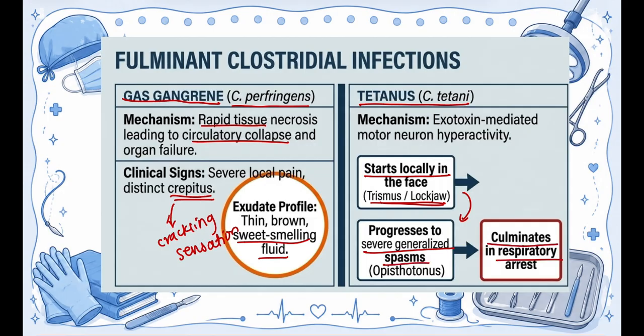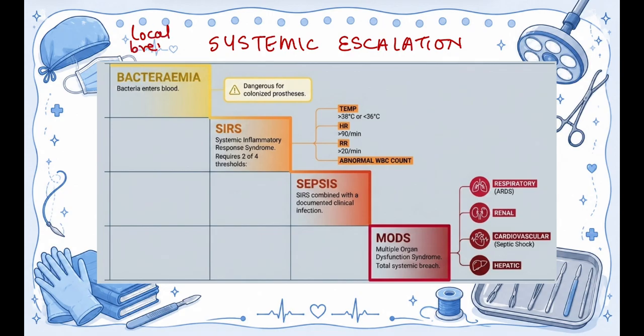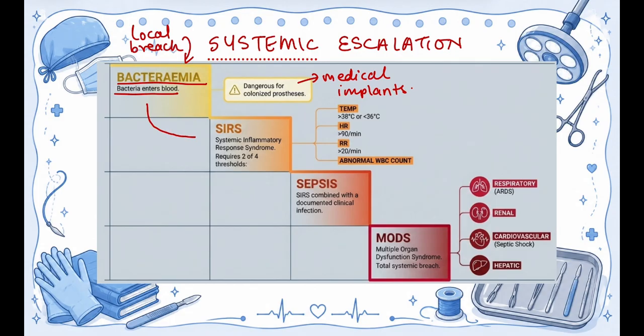So what happens when a local breach totally escapes control? It overwhelms the entire human system in a very predictable sequence. It begins with bacteremia. That's simply when bacteria enter the bloodstream. This is a massive red flag, especially for patients with medical implants. From there, it escalates to systemic inflammatory response syndrome, or SIRS.